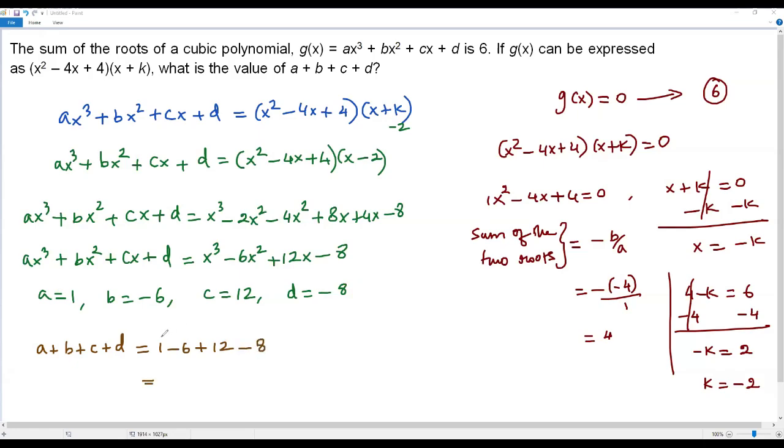Okay, now let's combine the two positive values 1 and 12, which becomes positive 13. When I combine the two negative values negative 6 and negative 8, it becomes negative 14. So when I combine 13 and negative 14, it will become negative 1. So therefore the value of the expression a positive b positive c positive d is negative 1.